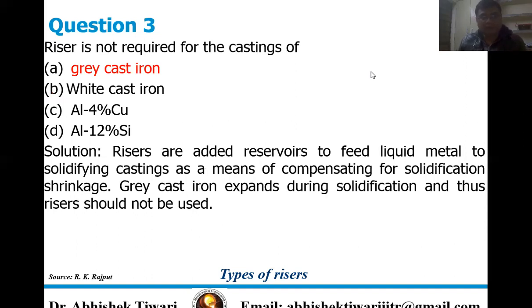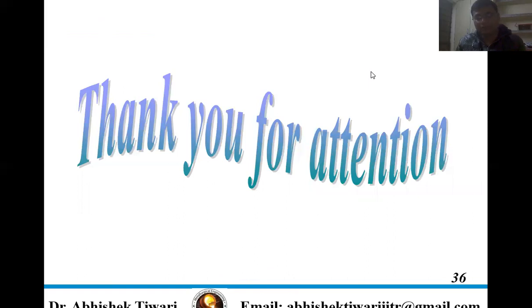A riser is not required for castings of grey cast iron, white cast iron, aluminium 4% copper alloy, or aluminium 12% Si alloy. Risers are added as reservoirs to feed liquid metal to solidifying castings as a means of compensating for solidification shrinkage. In grey cast iron, the metal actually expands during solidification and thus risers should not be used. So thank you for your attention.